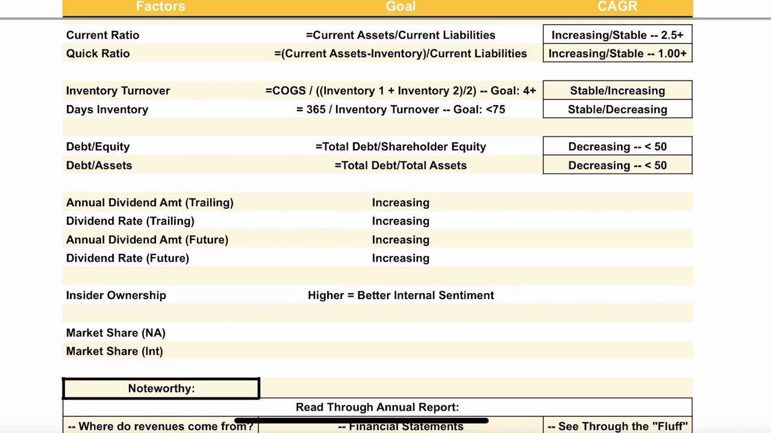And again, you want at least 1. I like to see it growing. I like to see it well over 1, but you at least want to see it stable over time. And that ensures that they're in a good position to be able to actually pay their bills.